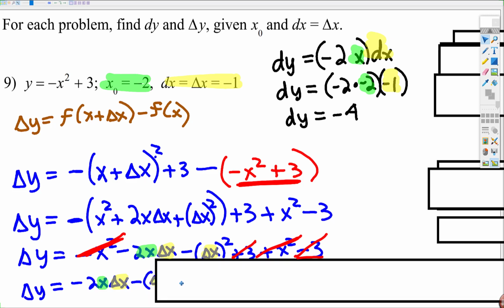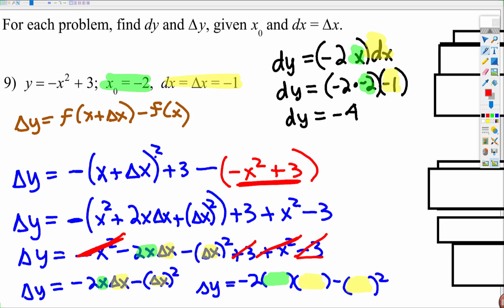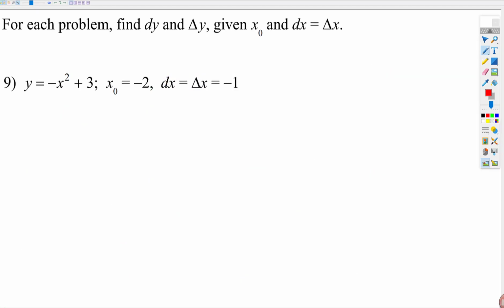So negative 2x delta x, subtract, okay, I simplified that. All right, so x value is negative 2, the delta value is negative 1. So let's do this up here. Negative 2 times negative 1 is 2. 2 times negative 2 is negative 4. Subtract, negative 1 squared is 1. So delta y is equal to negative 5, unless I made an error. So this is negative 2 times negative 2 is 4. 4 times negative 1 is negative 4. Subtract, negative 1 squared is 1, but subtract 1. There we go. All right, and that's going to be it for this one, and then we're going to start linear approximation.